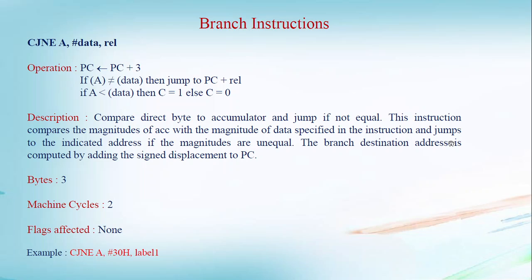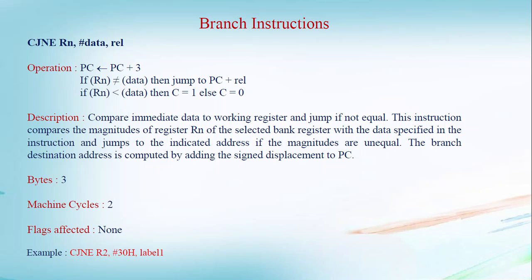Then CJNE A comma hash data comma REL. It means compare immediate data to the accumulator and jump if it is not equal. Here, if the content of the accumulator is less than the immediate data, then the carry flag will be set, else the carry flag will be 0. It requires 3 bytes and 2 machine cycles. No flag is affected. Example, CJNE A comma hash 30H comma label 1.